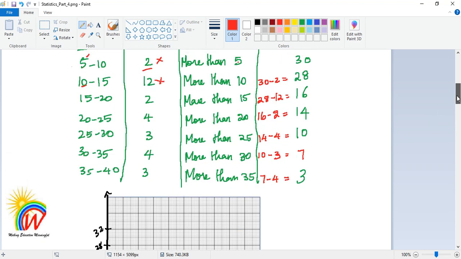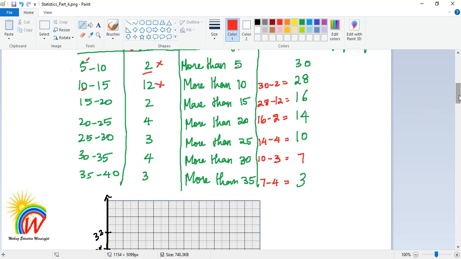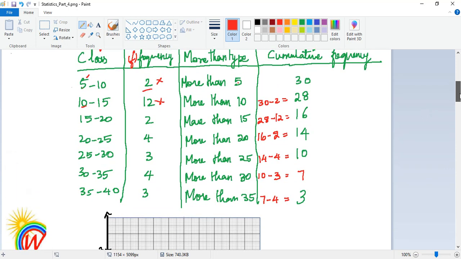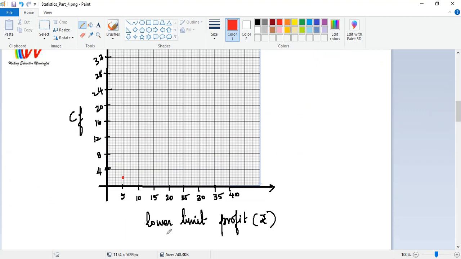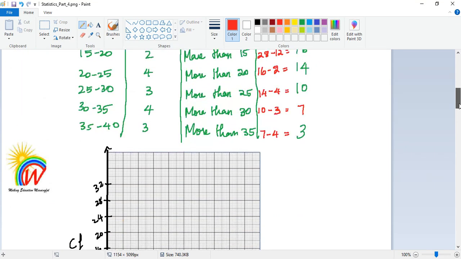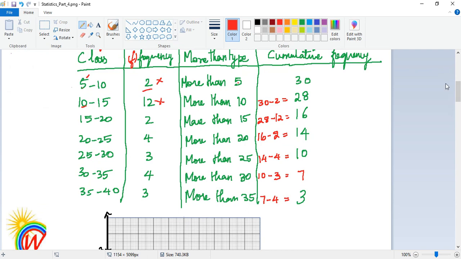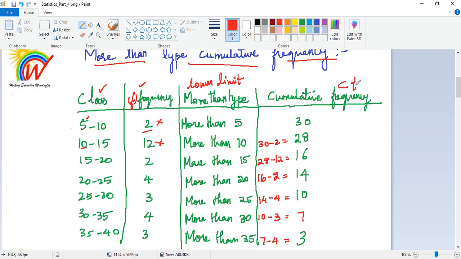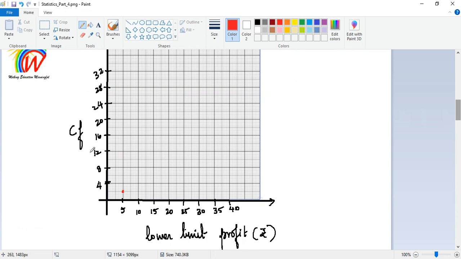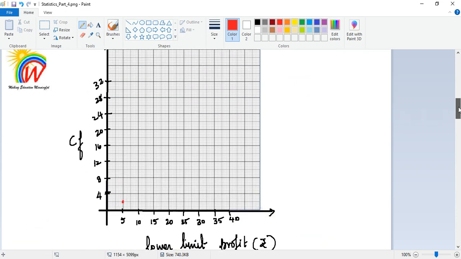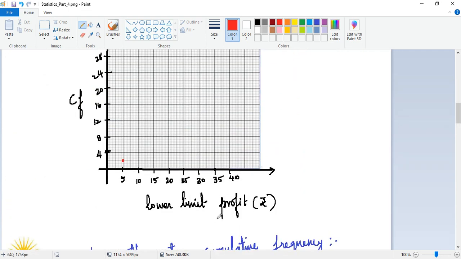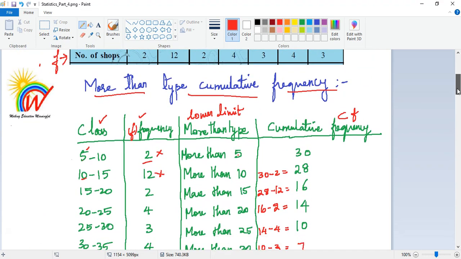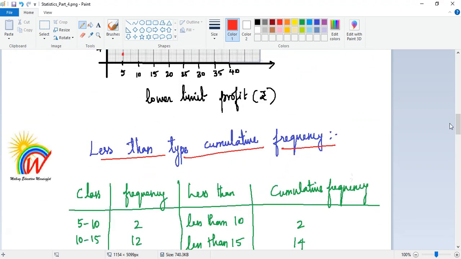After writing down these things, you are going to plot the graph. For the more than type graph, you will write the lower limit on the x-axis, and on the y-axis you will plot the cumulative frequency, CF. Whatever you have, more than or less than, will come on the x-axis. This is profit, so you will write lower limit profit. If they are talking about marks, you write lower limit marks. If it is age, you say lower limit age, and so on, whatever the question is.